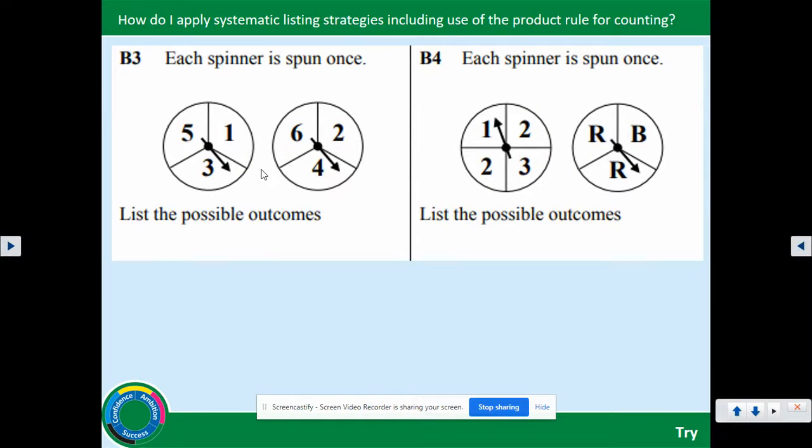Okay, so pause the screen then please and have a go at listing all the possible outcomes on the 2 questions that you've been given. Be careful on B4. Think about how the fact that there are 2 number 2s on spinner 1 and 2 letter R's on spinner 2. Think about how that's going to affect your outcomes. Okay, so pause the video, have a go, and then I'll go through the solution with you.